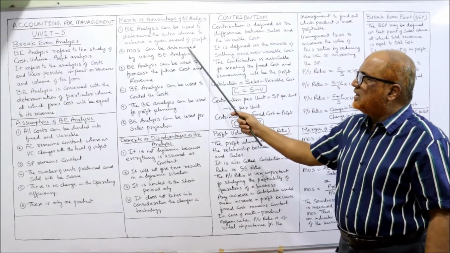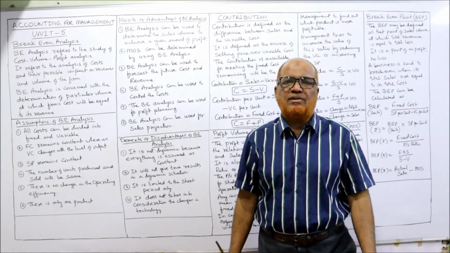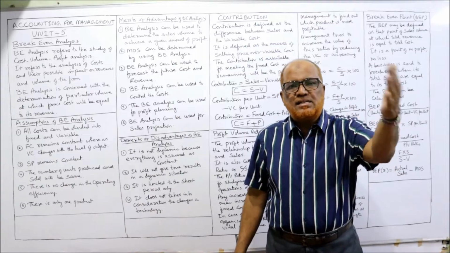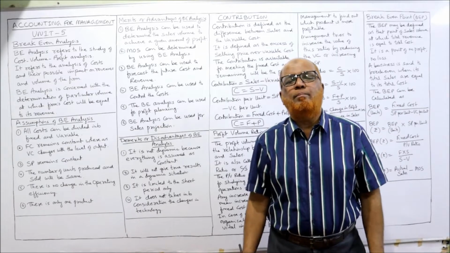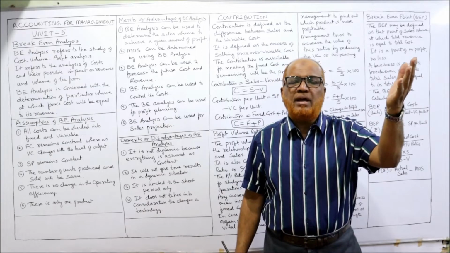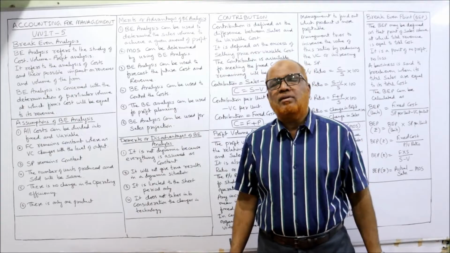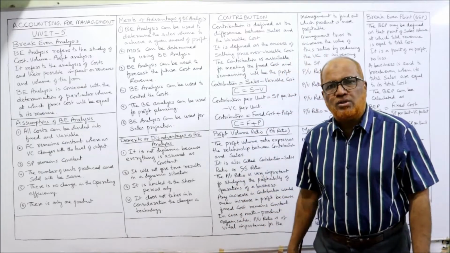Then margin of safety can be determined by using break-even analysis. I'll explain you the term margin of safety. It is the excess of actual sales over break-even sales. So over and above break-even sales is called margin of safety. So by applying break-even analysis, we can find out the margin of safety.